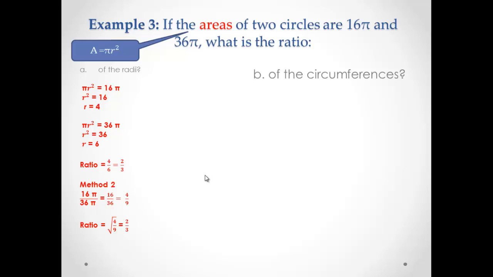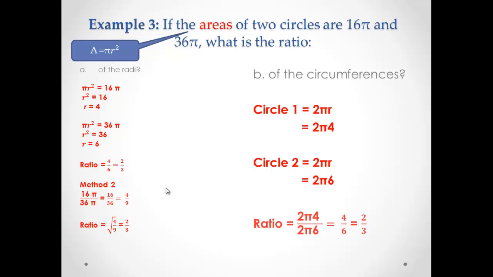So part B says, what is the ratio of the circumferences? If you forget, the circumference formula is 2 pi r. So let's look at circle 1. Circle 1 is 2 pi r. We just found out that the radius is 4. So we can write this as 2 pi 4. Circle 2, again using the same formula, but we got a different radius, which we said was 6. So this is our two circumferences here for the two circles.